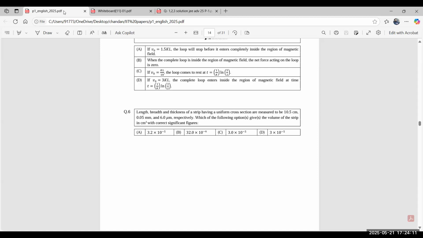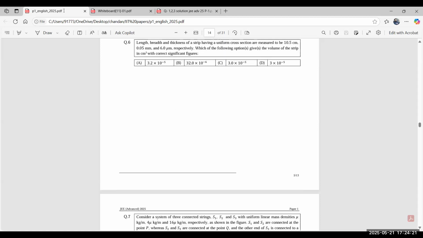This question is again either very easy or you can say very difficult, depending on whether you are clear with the concept of significant figures or not. So it's very easy, or if you're not clear, then you may get confused also. So let's keep it easy only.